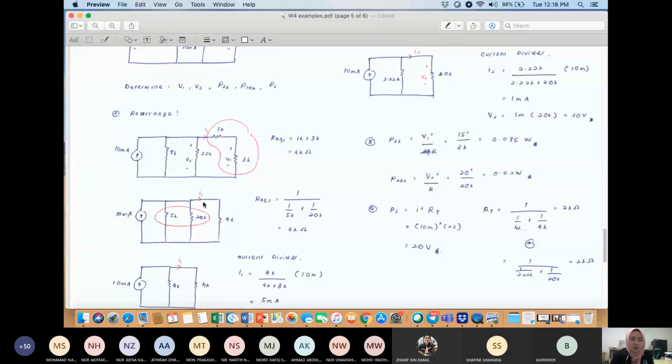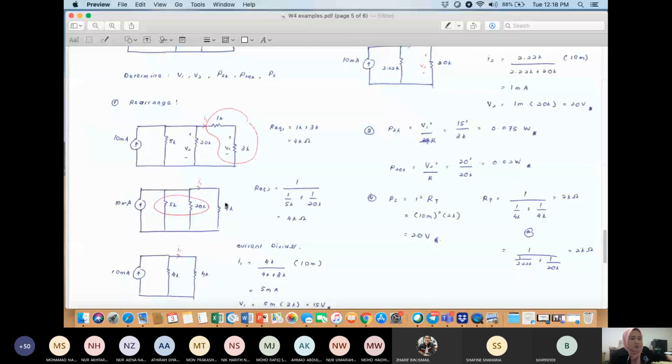Yes, later I will share this example on the Yulen, the PDF for this one.